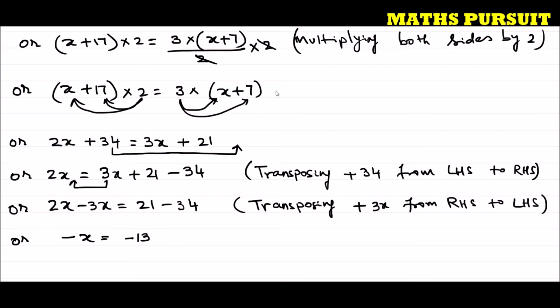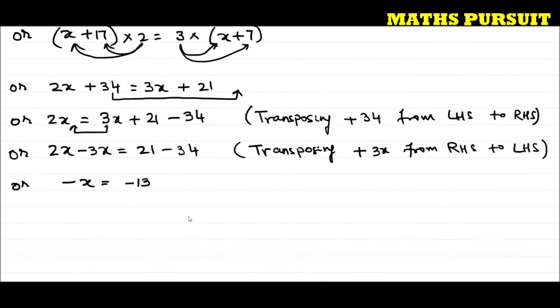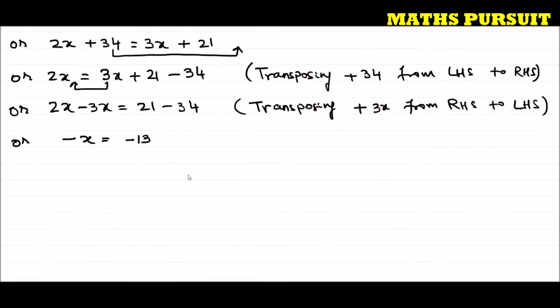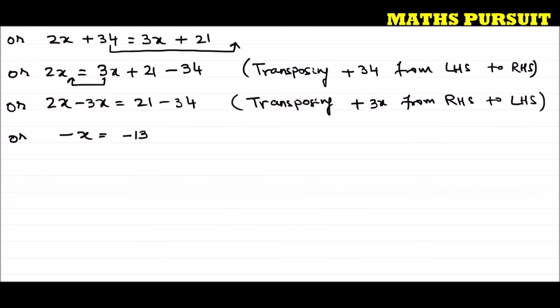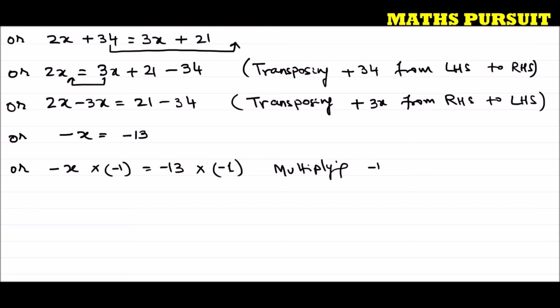So guys, you could see that we got -x = -13. Now we need to eliminate the negative sign from the x. We should not keep any negative sign with a variable. So how to eliminate? Let us see. Or I can write -x into -1 is equal to -13 into -1. So what I am doing here? Multiplying -1 to both sides.